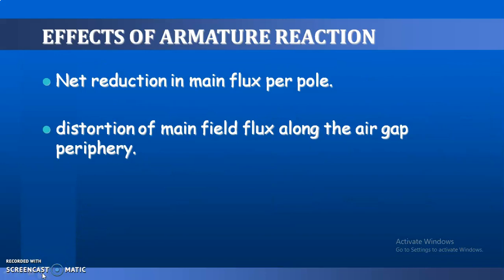The effect of armature reaction is that it reduces the net main field flux and distorts the main field flux along the air gap periphery. Net field flux reduction reduces the generated terminal voltage, and it also reduces the torque. Distortion of the main field flux affects commutation, delaying it.